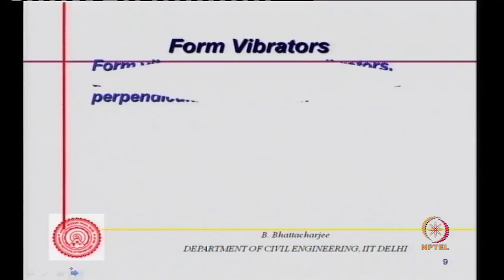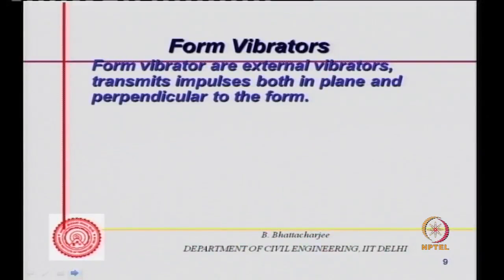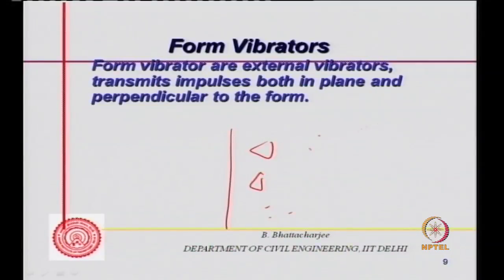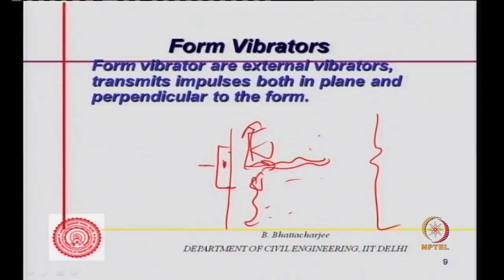Form vibrators are external vibrators. They transmit impulses both in plane and perpendicular to the form. So what you do in this case, you have the concrete here, this is the concrete side of it. You put the form vibrator here, right? And it is fixed. So as it vibrates, it transmits vibratory waves both in this direction as well as this direction, and causes vibration. Again, it will be a rotating eccentric. So it causes the form to vibrate, right? Both in plane and perpendicular to the form, it actually transmits the vibration.